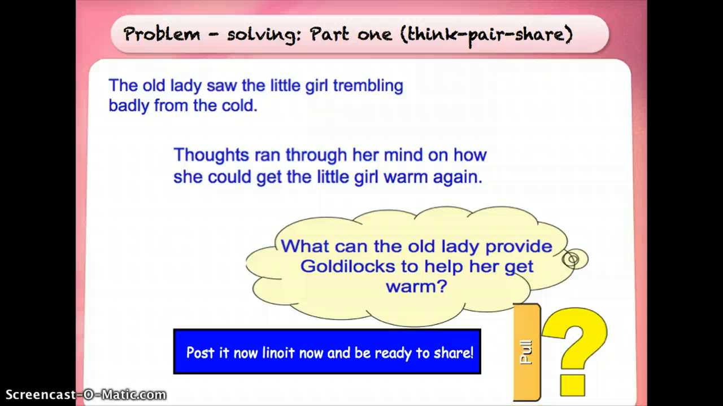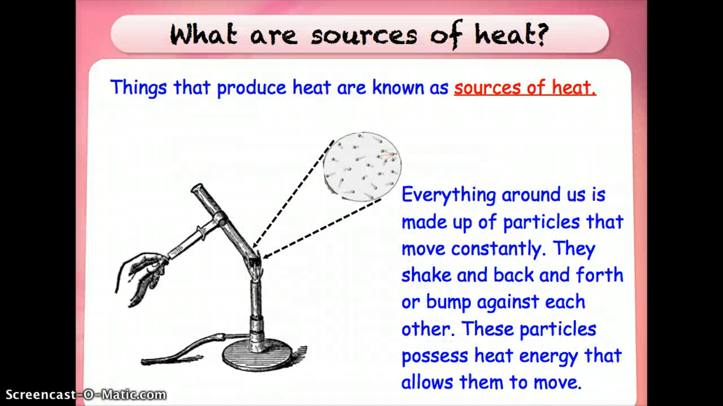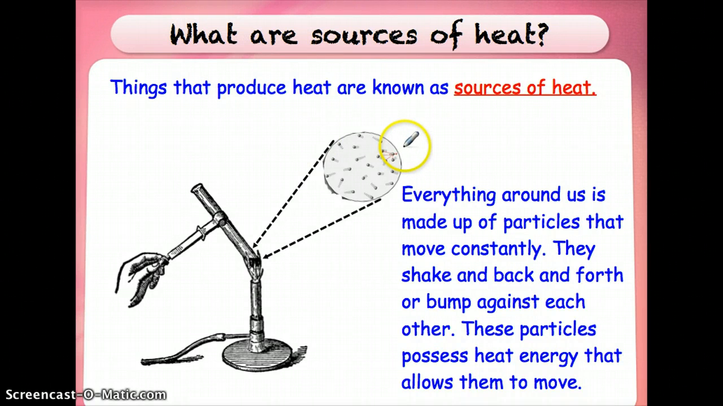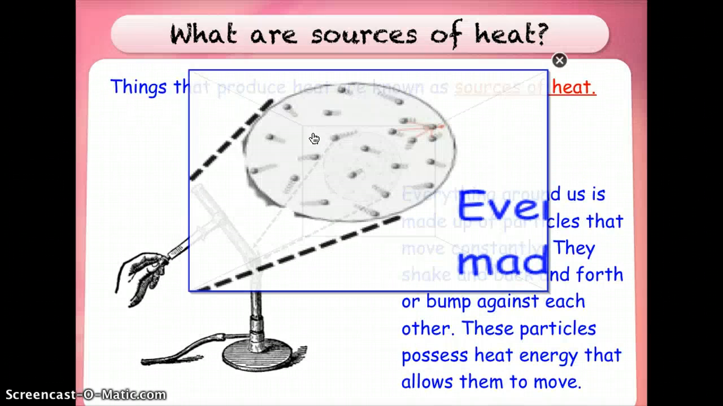So after consolidating all the responses, I will move on to introduce some sources of heat, and to let them have a feel of how everything around us is made of particles that shake and vibrate constantly. So I utilize the interactive feature of the magic pen tool, and I am able to show the pupils an enlarged view of the particles so that they can zoom in and have a better understanding of the vibration of particles.